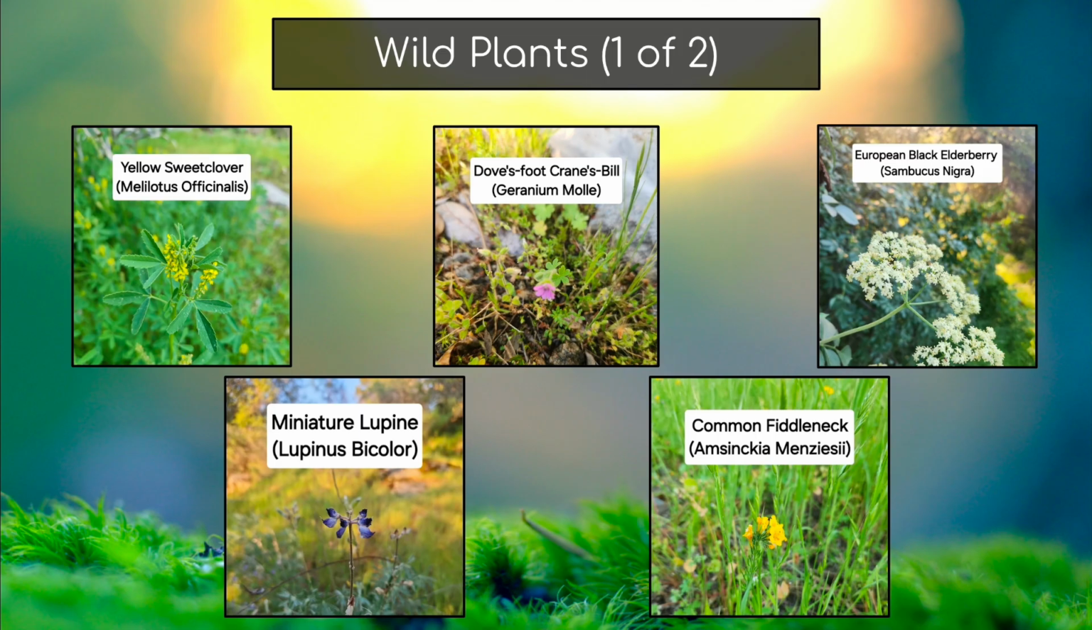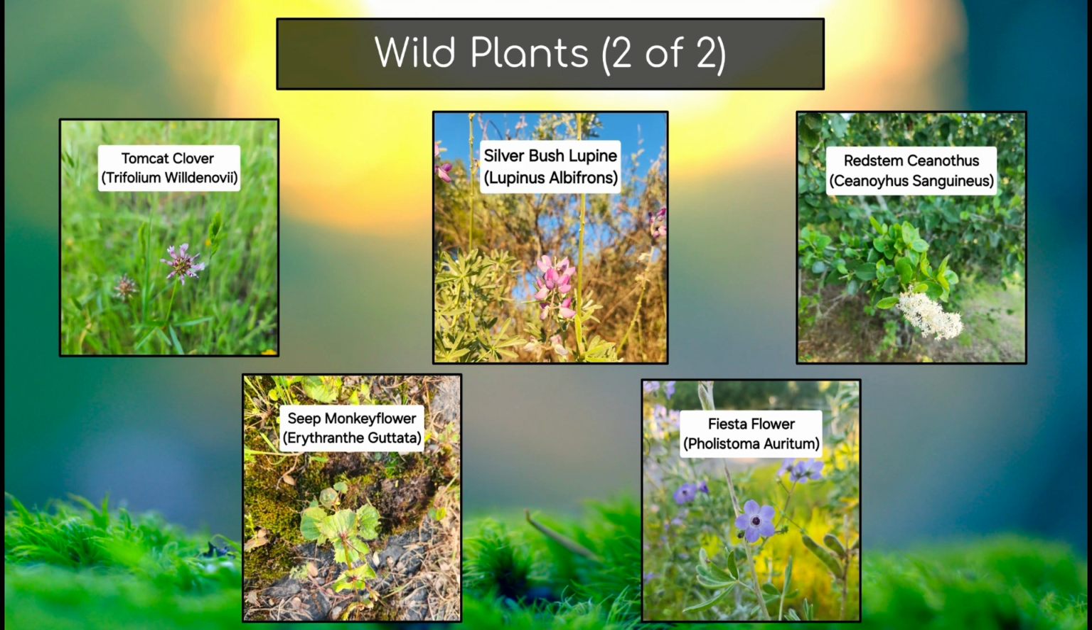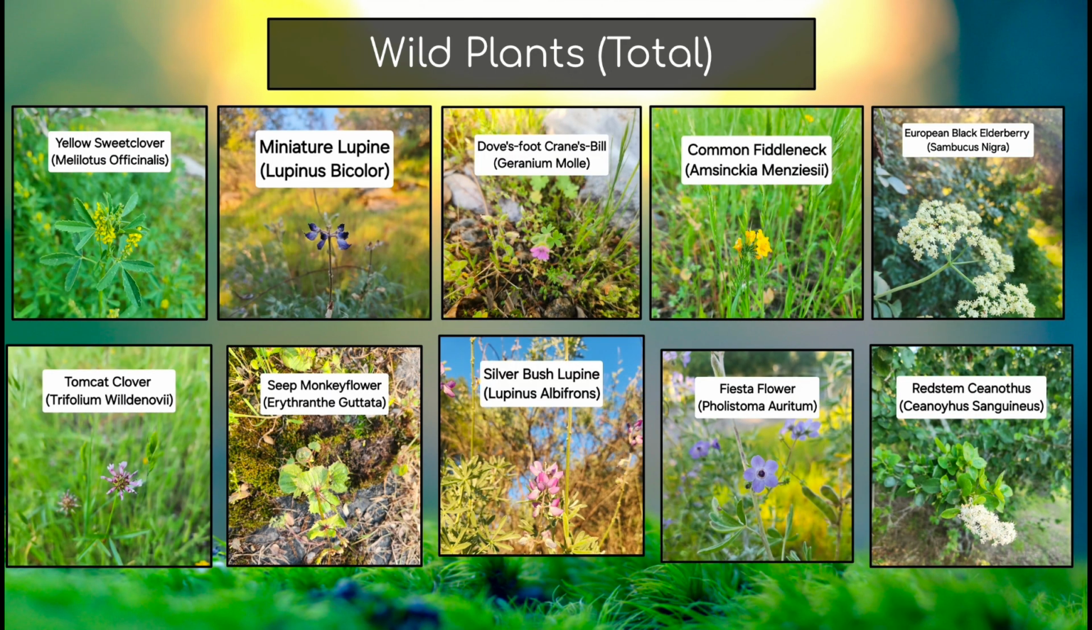I will first identify the plants that I took pictures of, and I will later give analysis on the group as a whole. On this first page, you can see photos of the following: yellow sweet clover, dove's foot cranesbill, European black elderberry, miniature lupine, and the common fiddleneck. On this next slide, I have identified the tomcat clover, silverbush lupine, red stem ceanothus, seep monkeyflower, and the fiesta flower. The category of wild plants is a relatively undisturbed natural area.